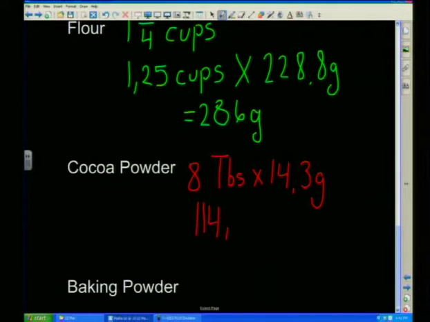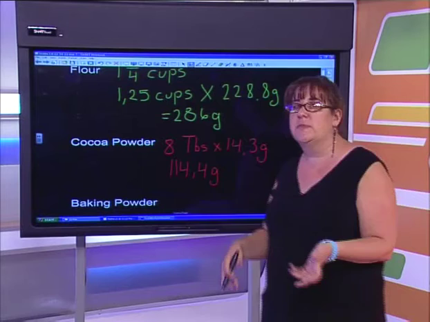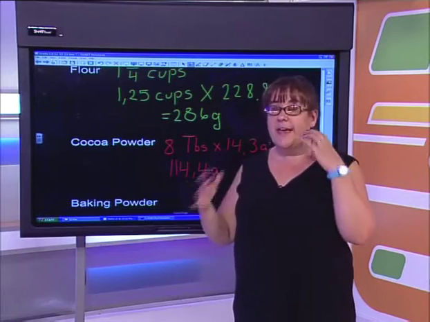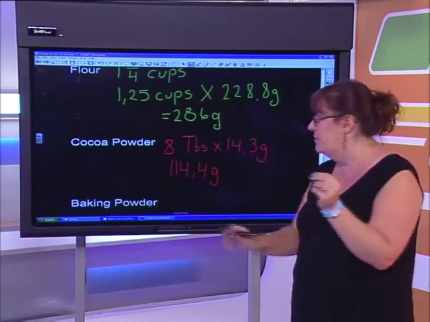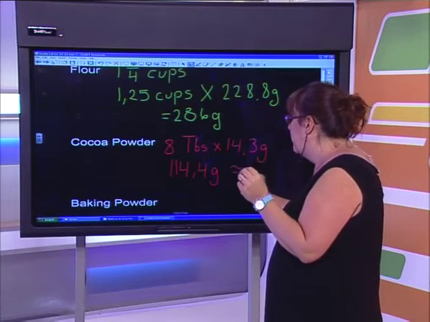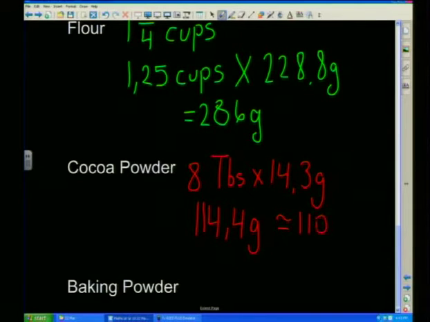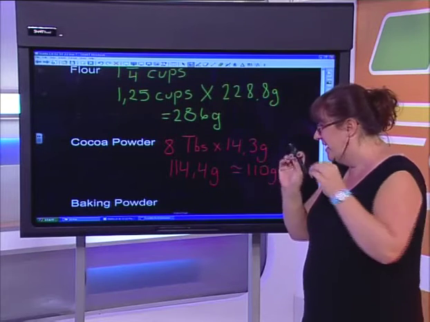Oops, 114.4 grams. And again, I would definitely have rounded this to 110 grams or to 115 grams, and that's feasible. But I think I would just say to your teacher, I do know exactly what I'm doing. So that's my answer, and then I would say, well, okay, that's actually close to 110 grams, and I'm sure it would be fine if we had a little bit less cocoa.